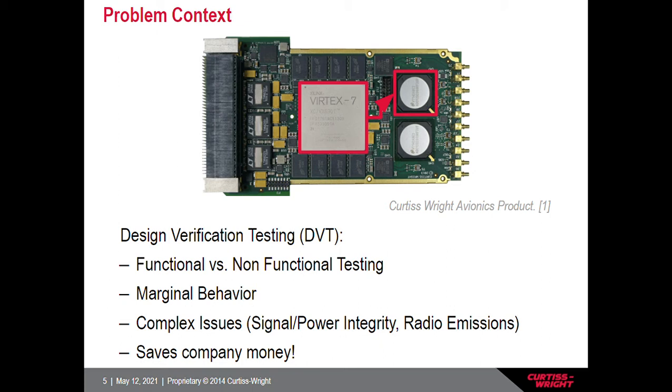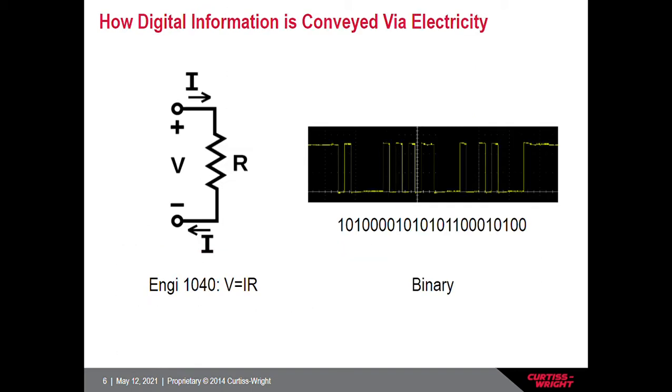And then once we've quantified the behavior, we can identify the marginal values of the circuit, as well as diagnose complex systems issues such as signal integrity, power integrity, and radio emissions. So generally an engineer or an intern like me would sit down with a card for about 4 months, go through it, and make sure that everything's working as intended.